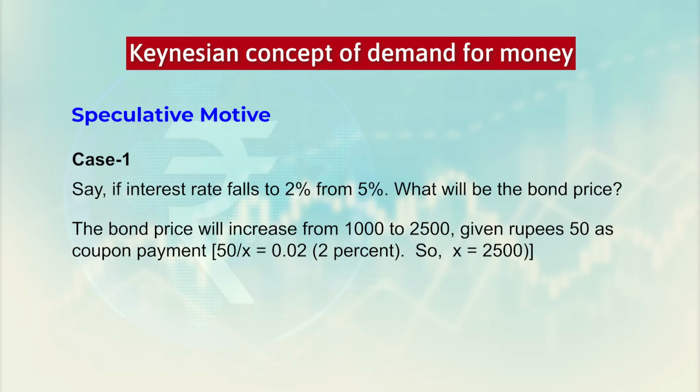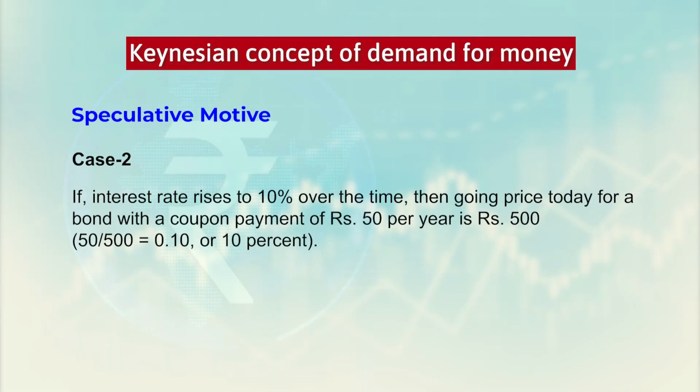So when the interest rate goes down from 5% to 2%, to get rupees 50 as the coupon payment, the bond price must be 2,500. So the same bond that I purchased at rupees 1,000 is now being sold in the market at rupees 2,500. So the same bond is yielding me 1,500 gain. This is what we know as capital gain.